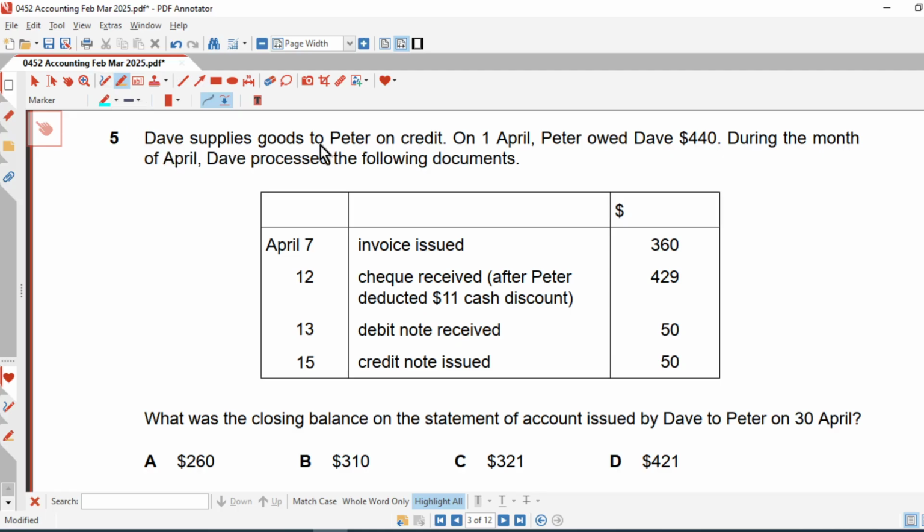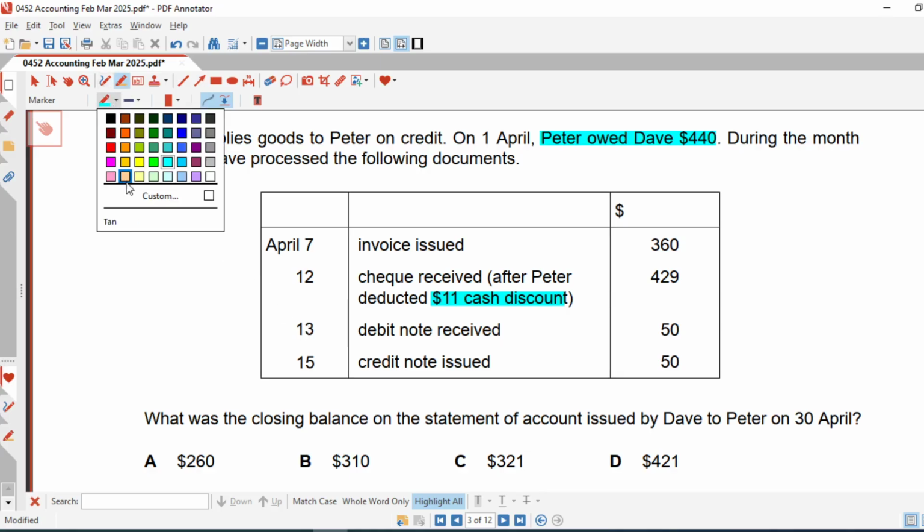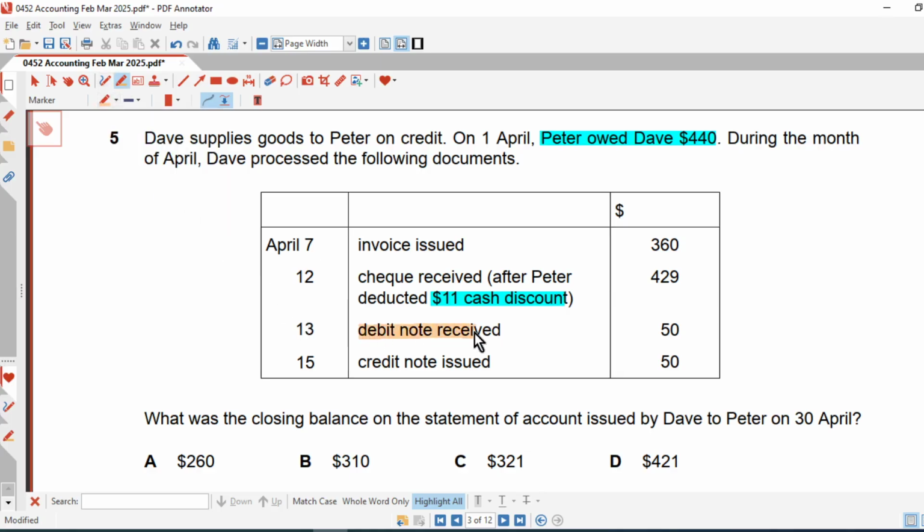Dave supplies goods to Peter on credit. On 1st of April, Peter owed Dave $440. Now, during the month of April, Dave processed the following documents. On April 7, there's an invoice issued. April 12, there was a check received after Peter deducted $11 cash discount. On the 13th, a debit note was received. And on the 15th, a credit note was issued.